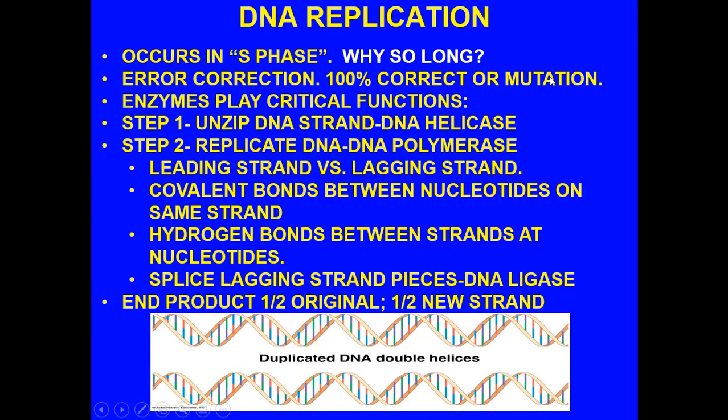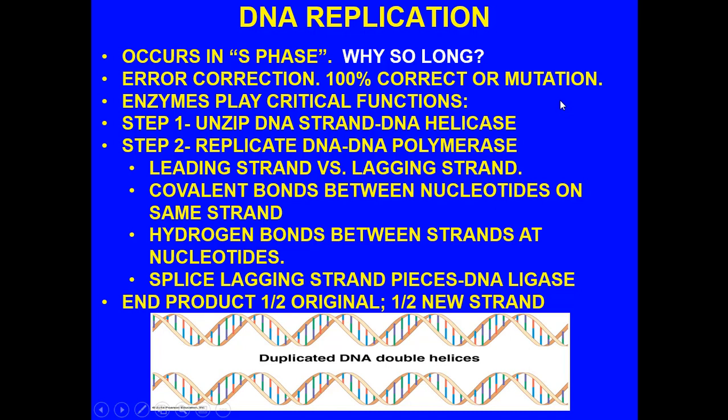Now, as I said, DNA replication occurs in S phase. Why so long? Error correction, that's 100%, because if you get a mutation, that could be fatal. How does this process really occur?